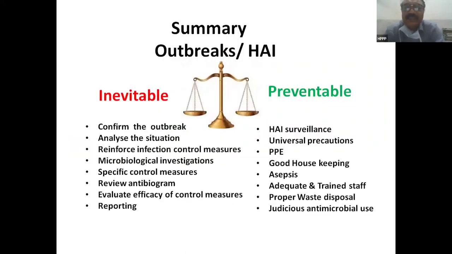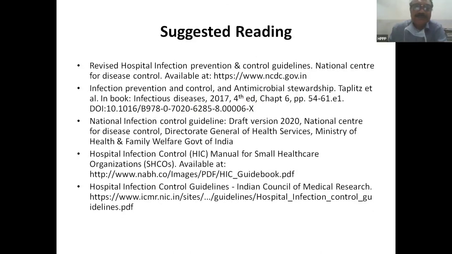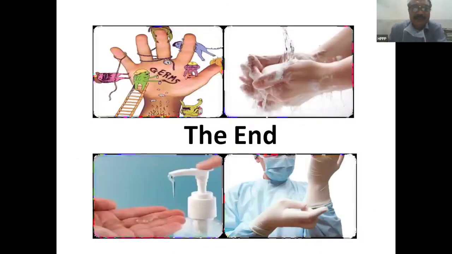So this is the last slide to summarize. Healthcare associated infections can be prevented if you have a system of surveillance in your unit or hospital, follow universal precautions, use appropriate protective equipment, good housekeeping, asepsis, adequate and trained staff, proper waste disposal, and judicious use of antimicrobials. Then probably you will not encounter an outbreak. Otherwise, it is inevitable to have an outbreak or infections in your unit, and then you have to follow all the steps which we already discussed. So this was all about this topic, and these were some of the resources which have been taken. Thank you all for your patience listening.